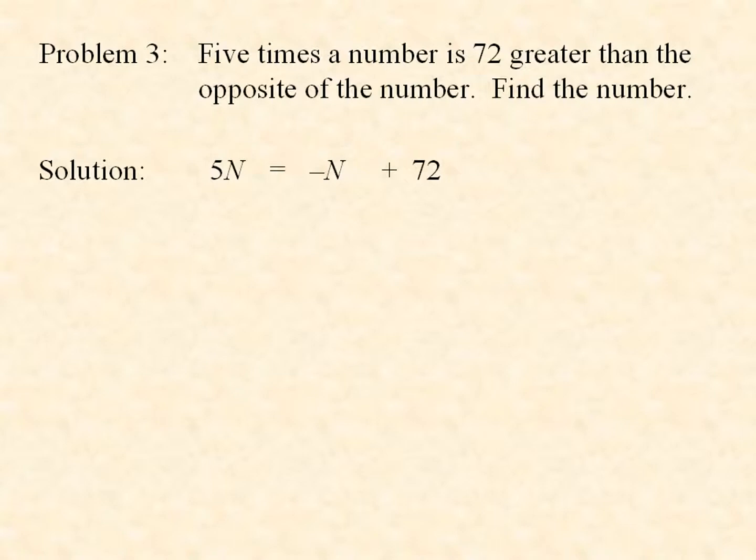Now we can solve the equation. Let's get rid of the minus n on the right. We'll add positive n to both sides. That gives us 6n is 72. Divide by 6, we find n is 12.